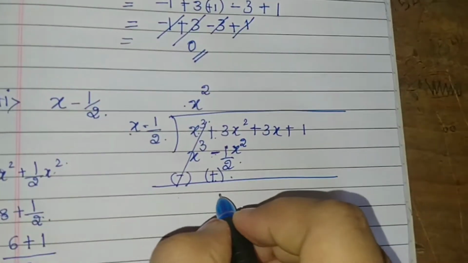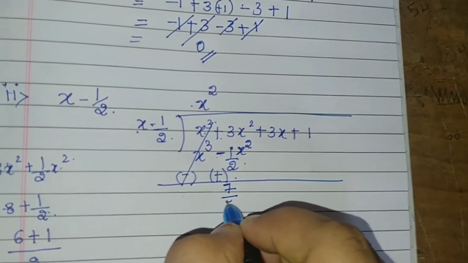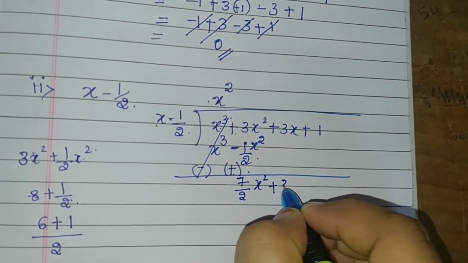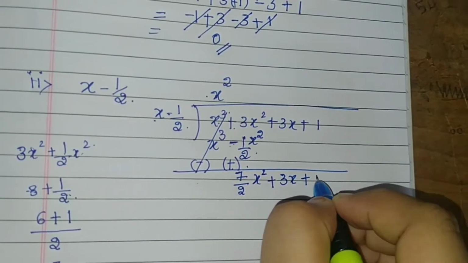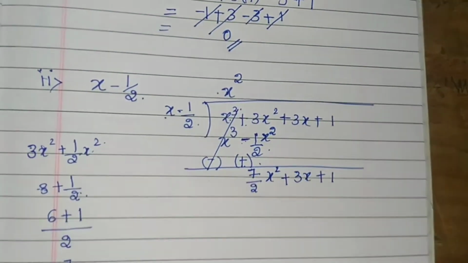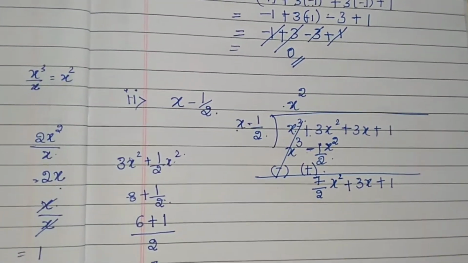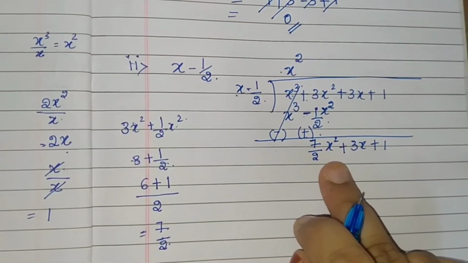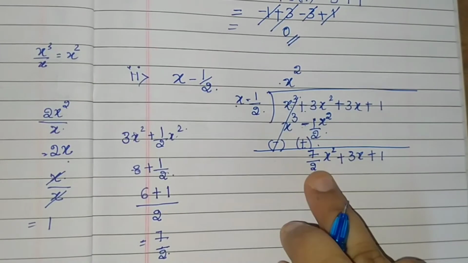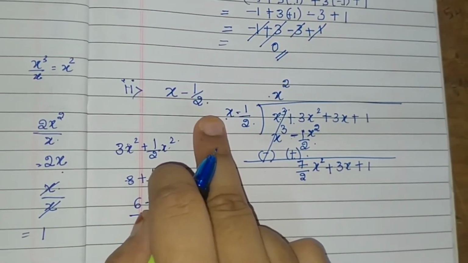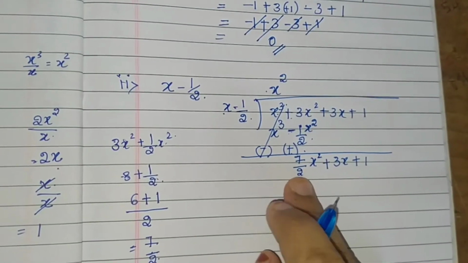Okay, so x square as it is, 7 divided by 2 x square plus 3x plus 1. Okay, so the similar procedure you have to follow over here. The next step is what? You have to consider this as your new dividend. Okay, so after that this divided by the first term of the divisor, that is 7 by 2 x square.